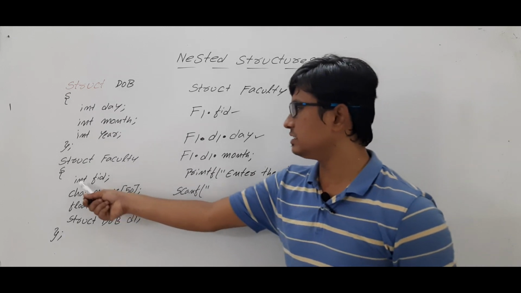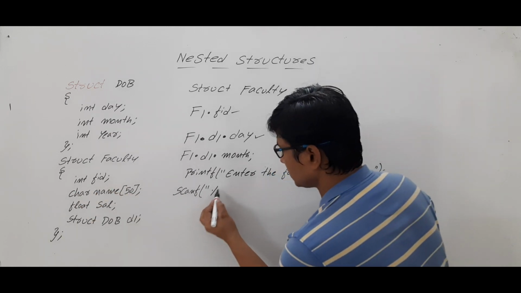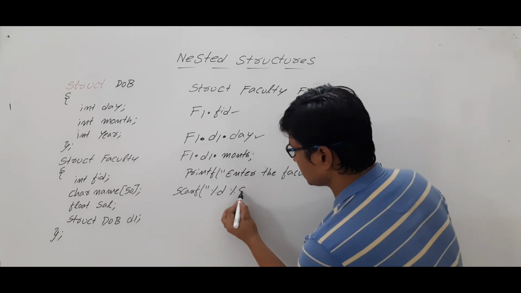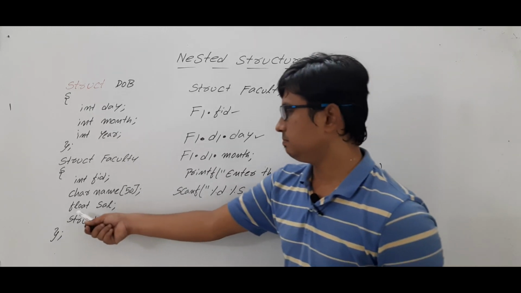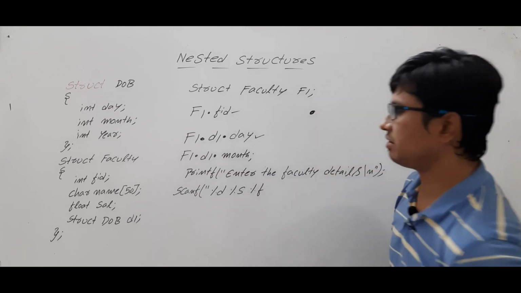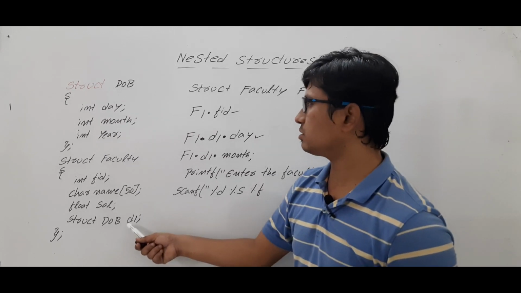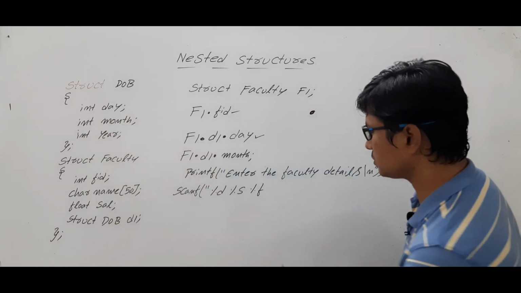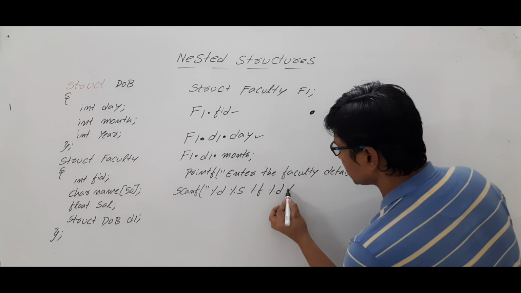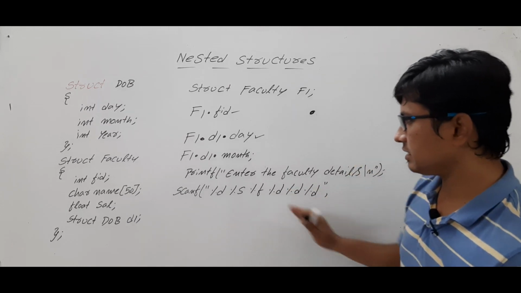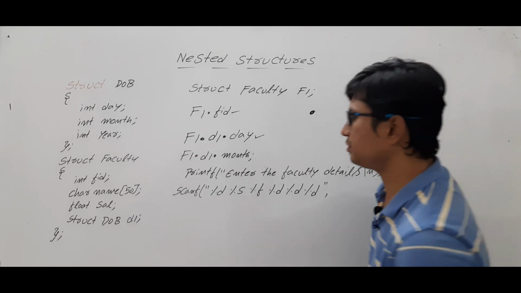Now ID is an integer data type, you can use %d, and his name is a character array, you can use %s. Okay, and his salary is a float, so you can use %f. Now date of birth consists of members of data type integer, integer, integer, so you can write %d, %d, %d. Okay, now let me write in a separate line to avoid the confusion.